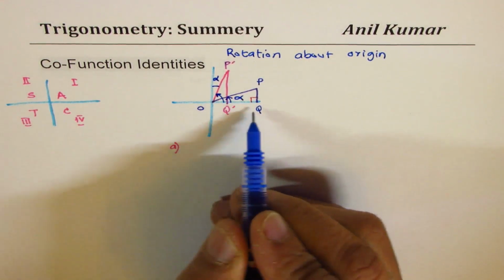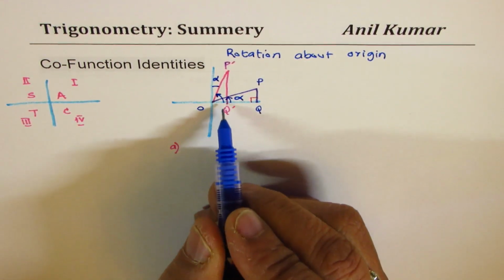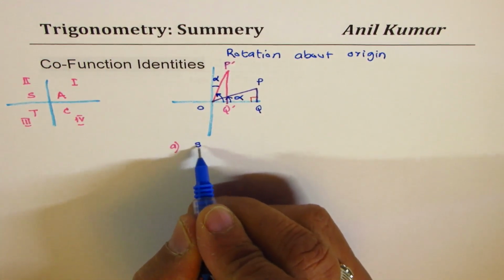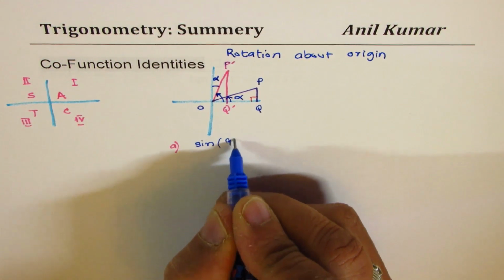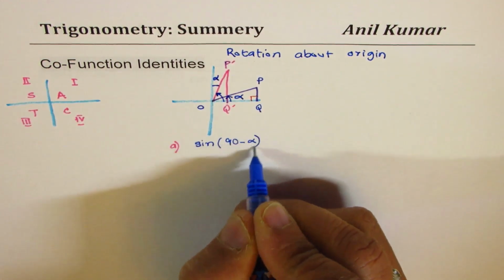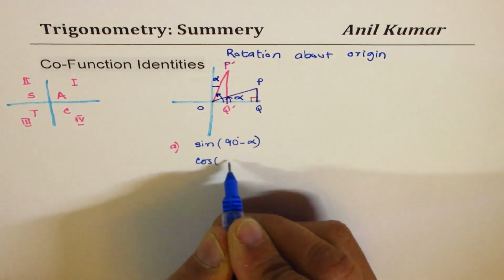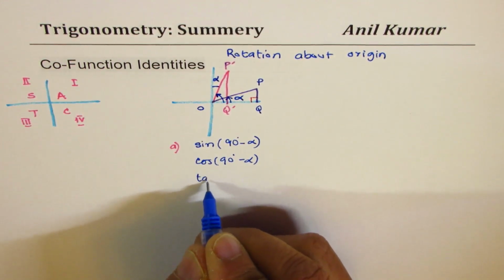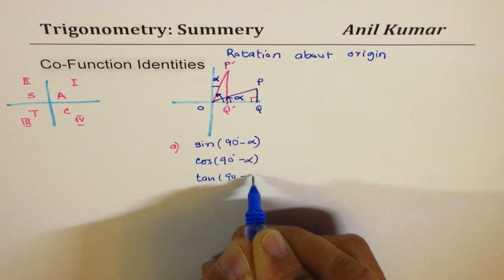So if you see the relation between the two triangles, we are now considering the triangle after a rotation. So we'll see what is sine 90 minus alpha, what is cos 90 minus alpha, what is tan 90 minus alpha?